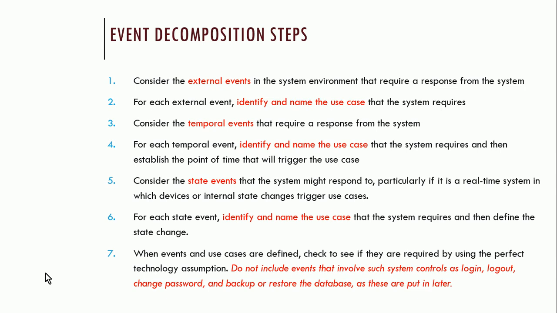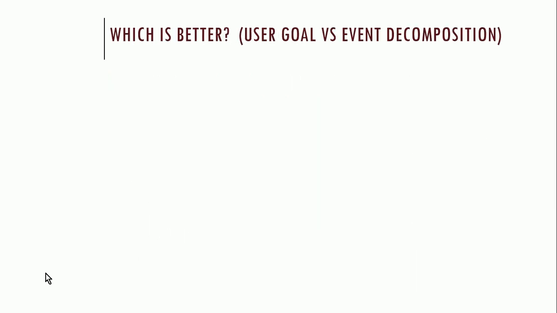You're going to look at the external events, identify and name the use cases, then look at temporal events, identify and name those use cases. Then you're going to identify your state events, again from your requirements gathering, and identify and name those use cases. Now that you have all of your use cases, you're going to compile all of those, figure out which actors are going to interface with those use cases, and then plop them on that diagram that we talked about before.